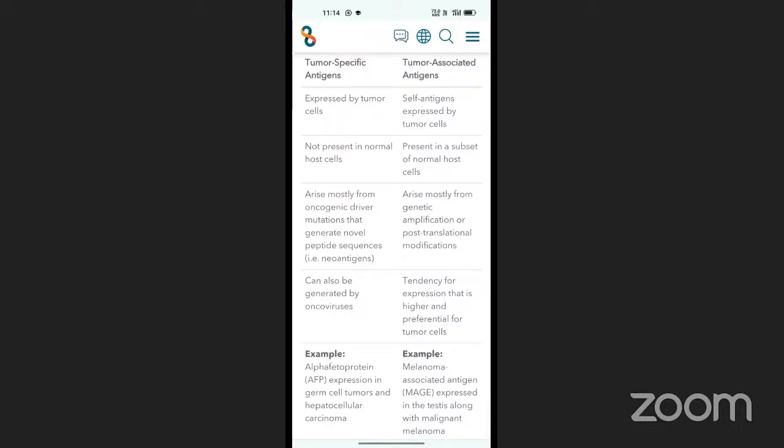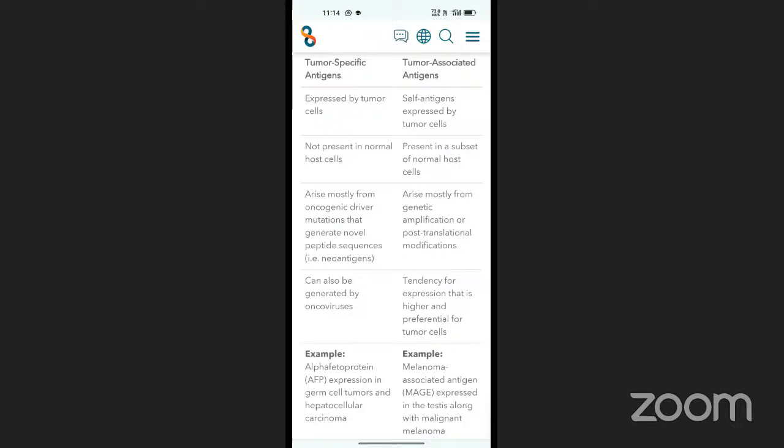For example, alpha fetoprotein. This is a fetal gene expression in germ cell tumors and hepatocellular carcinoma. These are the two types of antigens that come under tumor specific antigens. You cannot see these types of antigens in normal cells. Coming to the tumor associated antigens, these are self antigens expressed by tumor cells and present in a subset of normal host cells. These tumor associated antigens can also be present in other host cells, unlike tumor specific antigens. They arise mostly from genetic amplification or post translational modification.